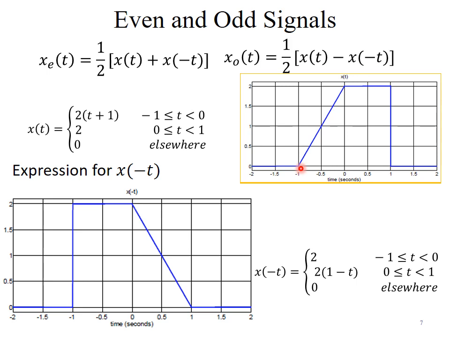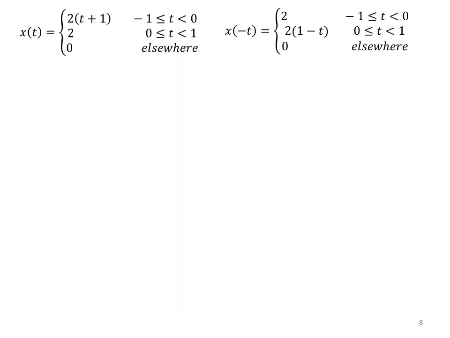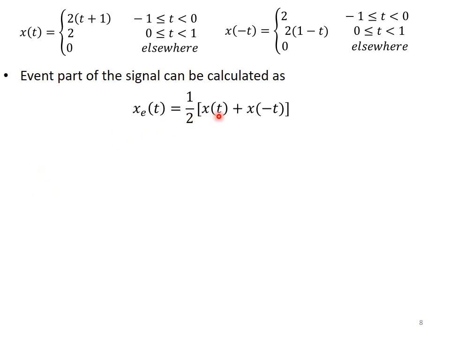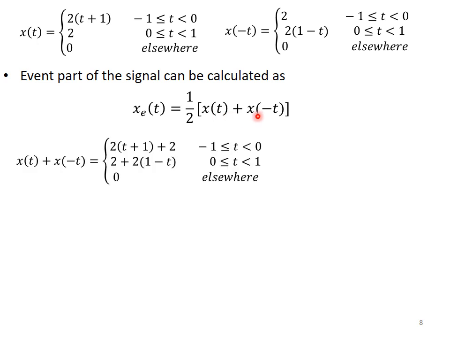Now you know the values of x of t and x of minus t. Now you need to find the sum of x of t and x of minus t, and the difference of x of t and x of minus t. When you divide these two by 2, you will get the even and odd parts. So first we will find the sum of x of t and x of minus t, and then divide it by 2. In order to find the even part, let us find the sum of x of t and x of minus t. So the sum of x of t plus x of minus t would be, first you will sum the components which are between minus 1 and 0.